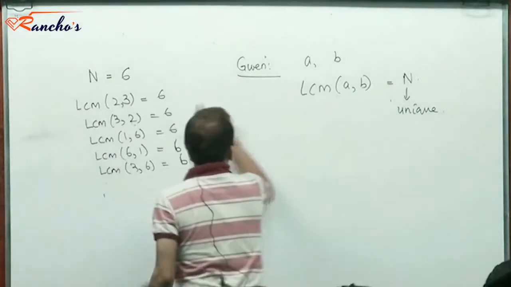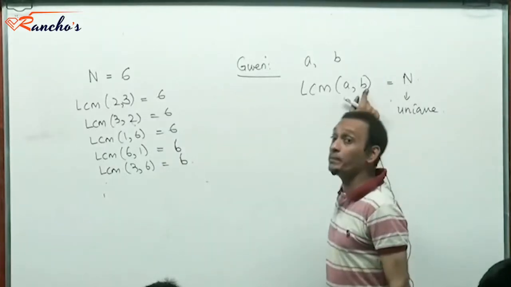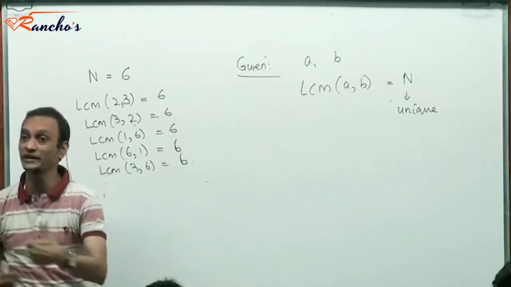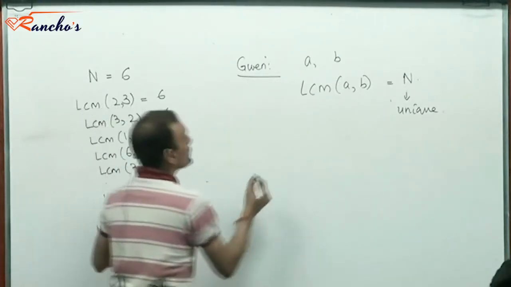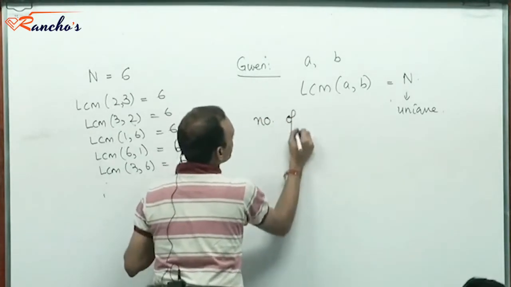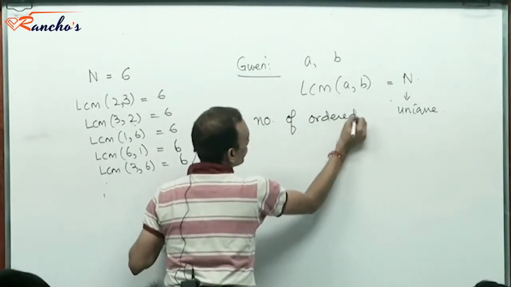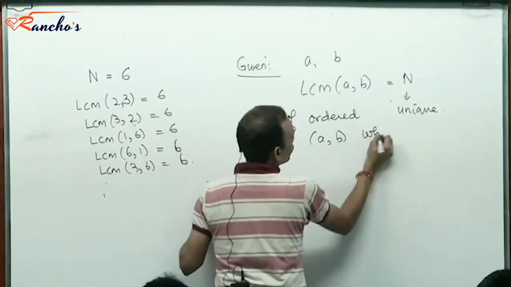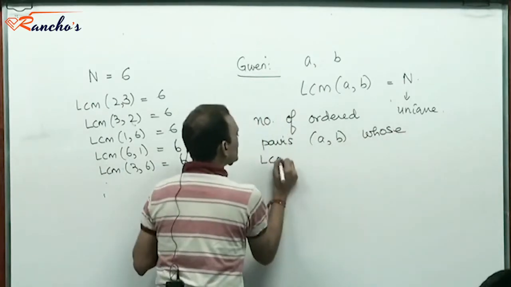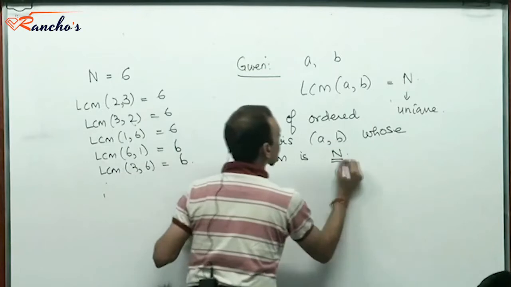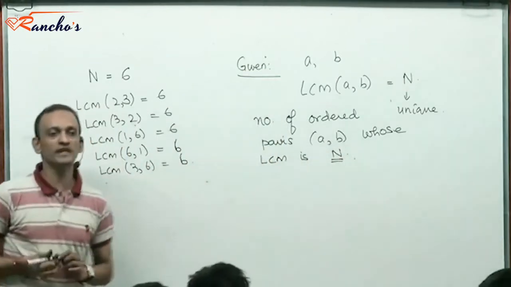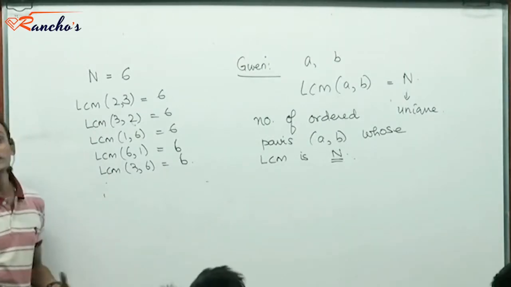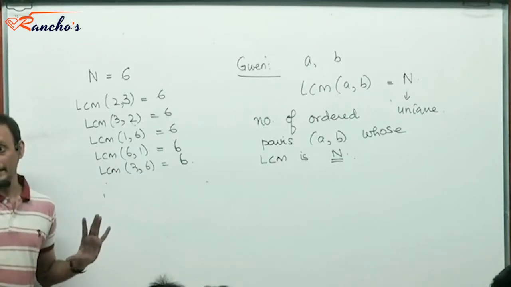So given n, we are seeking to find ordered pairs a, b, so that I could consider 2, 3 to be different from 3, 2, right? So I want to find the number of ordered pairs a, b whose LCM is n. That's my objective now. I want to carry out a count of ordered pairs a, b whose LCM is a given number n. All right.